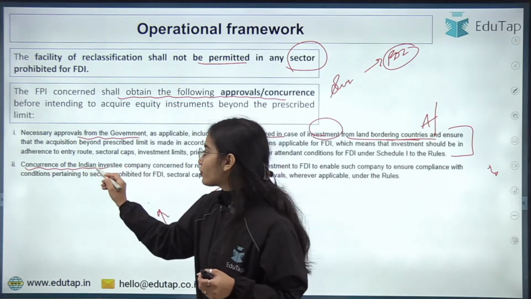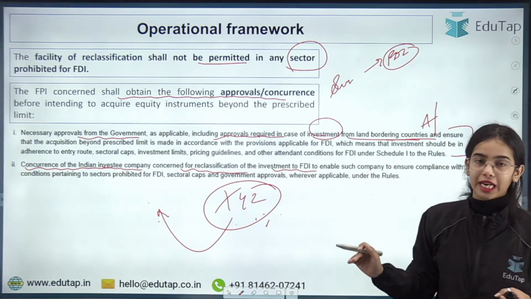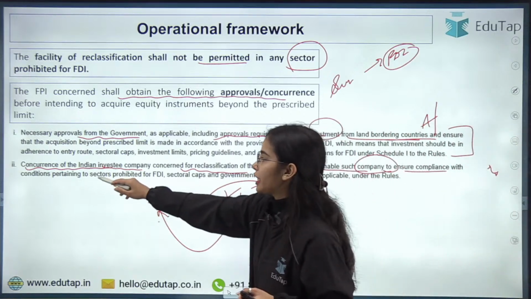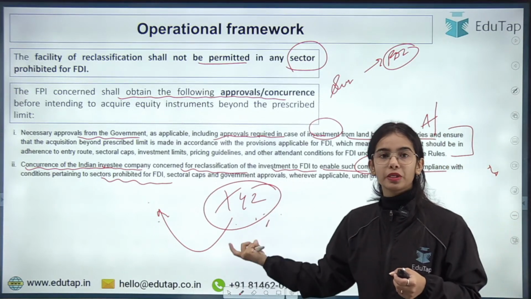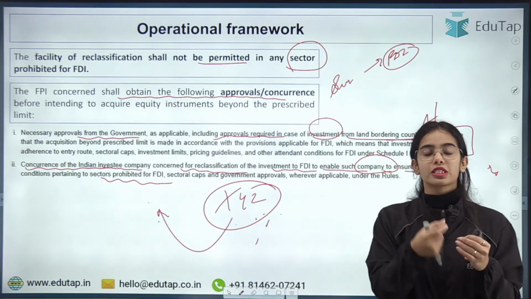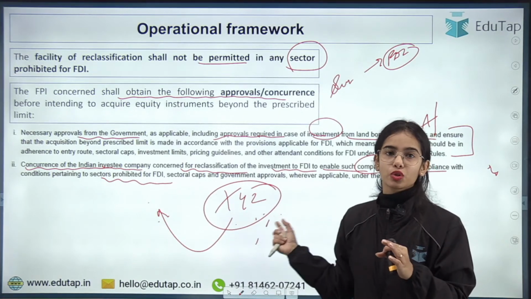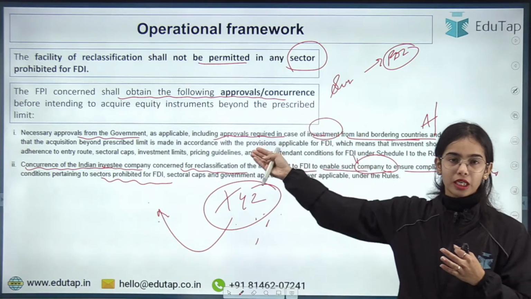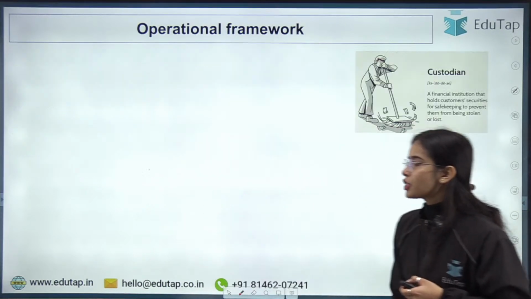So, agreement of the Indian investee company concerned for reclassification of the investment to FDI, to enable such company to ensure compliance with the conditions pertaining to sectors prohibited for FDI, sectoral caps and such. The XYZ company should also be in the loop that this foreign investor is doing foreign direct investment in my company. So there are approvals that have to be taken from the government, as well as the agreement that should happen with the Indian investee company. Okay, so that is the idea.